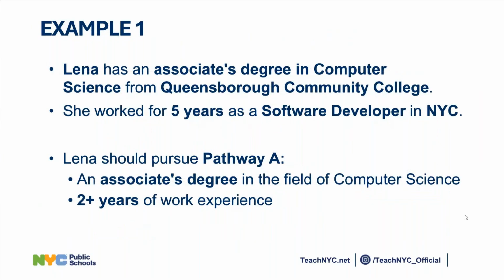So we know that navigating pathways can be quite complex. So let's take a look at a couple of examples. In this example, we have Lena. Lena has an associate's degree in computer science from Queensborough Community College, and she has worked for 5 years as a software developer. Lena should pursue pathway A because she has an associate's degree in computer science, as well as 2 years of work experience in the field of computer science.